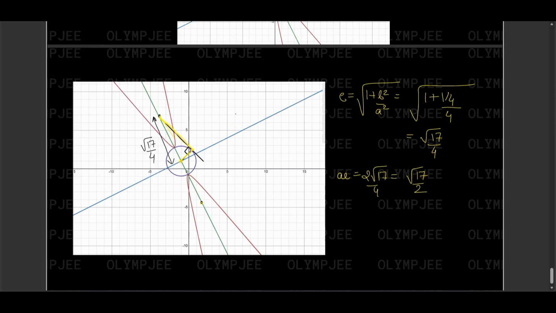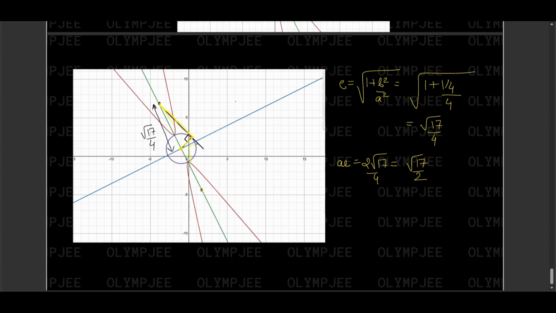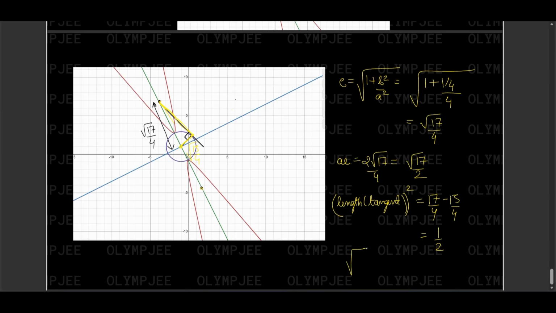Now we need this radius. We already know that this is equal to root 15 by 4. So we can find this distance using the Pythagoras theorem. So the length of the tangent will be equal to this distance squared minus this distance. Sorry, this was square. So the length of the tangent squared is equal to 1 by 2. So the final answer would be root 1 by 2.